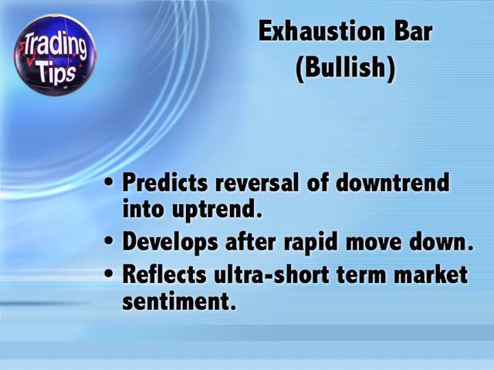A bullish exhaustion bar, like the one on the previous slide, predicts the reversal of a downtrend into an uptrend. It develops after a rapid, steady move down and is culminated by a big gap to the downside. More on that on the next slide.